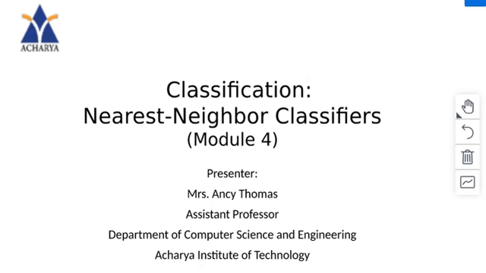Good afternoon, all. Today we are going to discuss one more type of classifier called the nearest neighbor classifier. In the last class, we discussed decision tree induction and the rule-based classifier. Today, we'll discuss what the nearest neighbor classifier actually is. It is a simple algorithm that stores all available cases and classifies new cases based on a similarity measure, in the sense of a distance function.